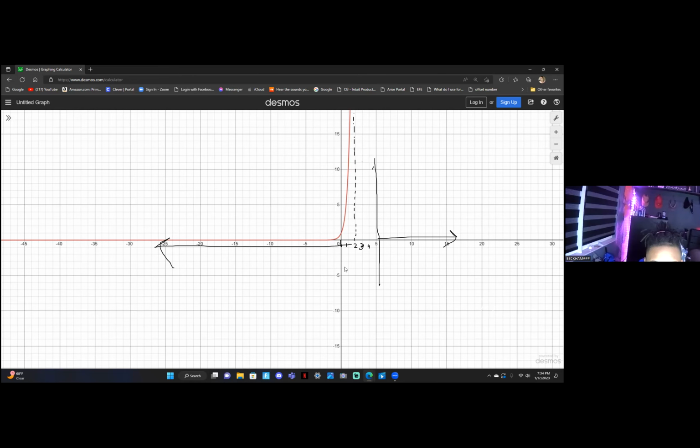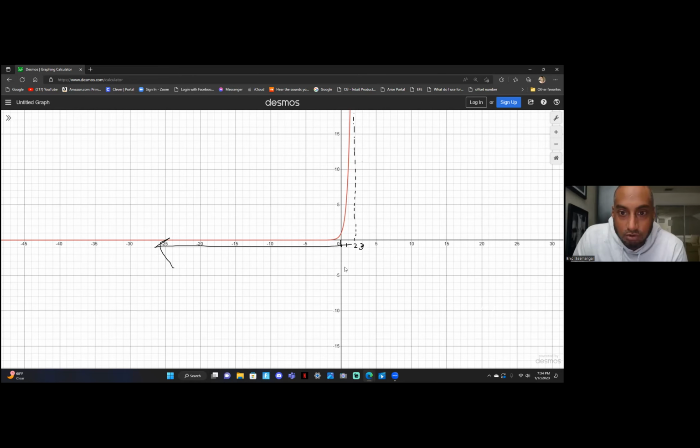Okay, I get what you're saying. It takes all values of X less than 2, correct? Yeah, so that's the idea. This is 2 right here. How do we write it though? We have negative infinity less than x less than 2, like that.